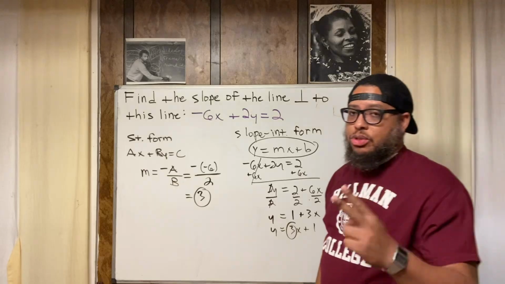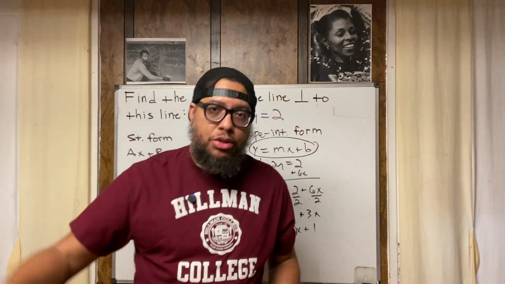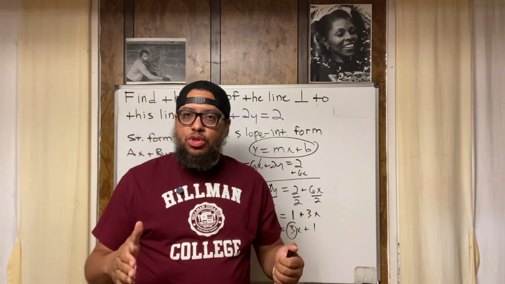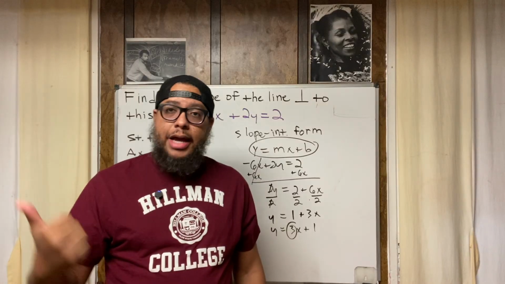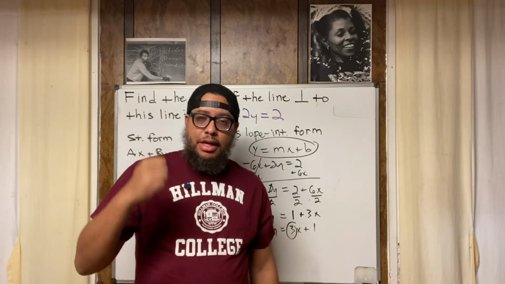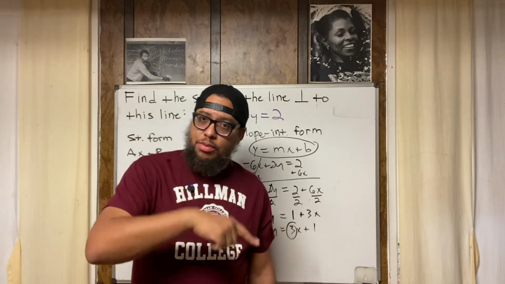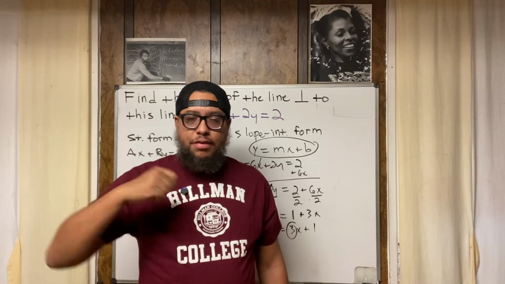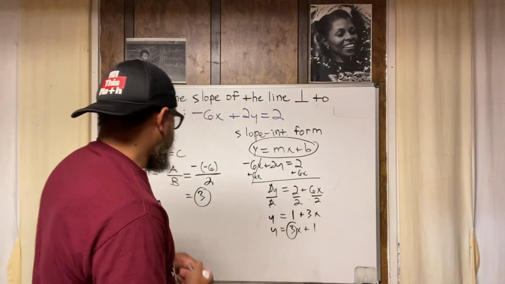There are two things you got to do to the slope to get the slope of a line that's perpendicular to it. You got to do two things, not necessarily in this order. The order don't matter. But you got to give it the opposite sign, and you got to take the reciprocal. You could take the reciprocal first and then give it the opposite sign. You could give it the opposite sign, then take the reciprocal. It don't matter.